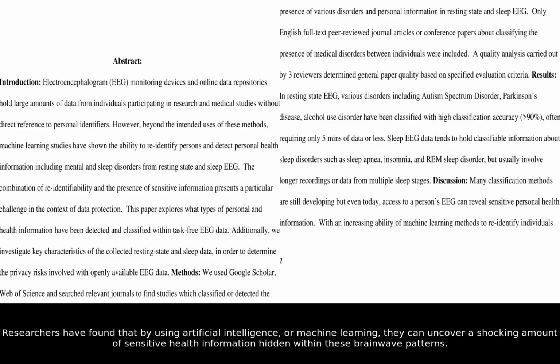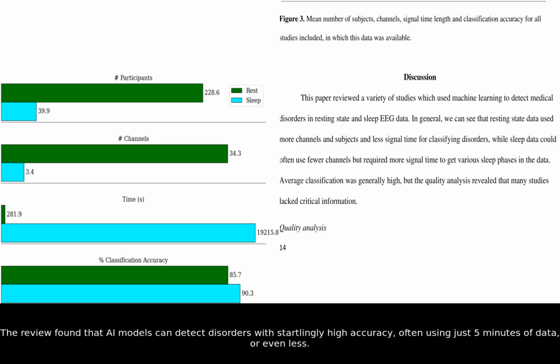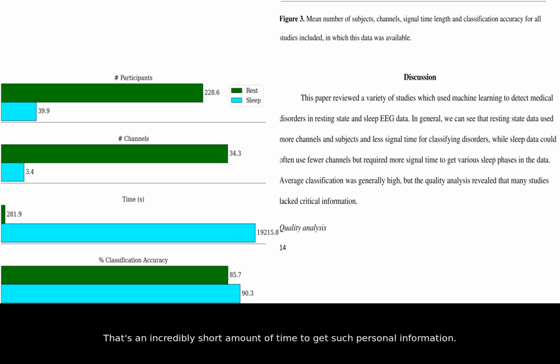Researchers have found that by using artificial intelligence or machine learning, they can uncover a shocking amount of sensitive health information hidden within these brainwave patterns. Let's look at resting state data, which is when you're awake but not doing any specific task. The review found that AI models can detect disorders with startlingly high accuracy, often using just 5 minutes of data or even less. That's an incredibly short amount of time to get such personal information.